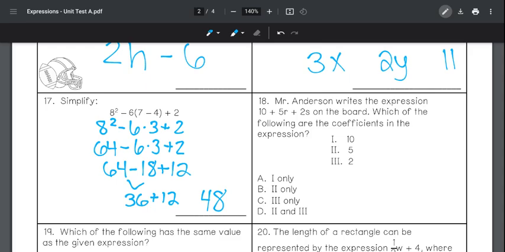All right, number 18. Mr. Anderson writes the expression 10 plus 5r plus 2s on the board. Which of the following are the coefficients in the expression? Coefficients are the numbers that sit in front of our variables, the numbers in front of our letters. So I see a 5 in front of the letter R, and I see a 2 in front of the letter S, which means these two are our coefficients, which are options 2 and 3, which is letter D.